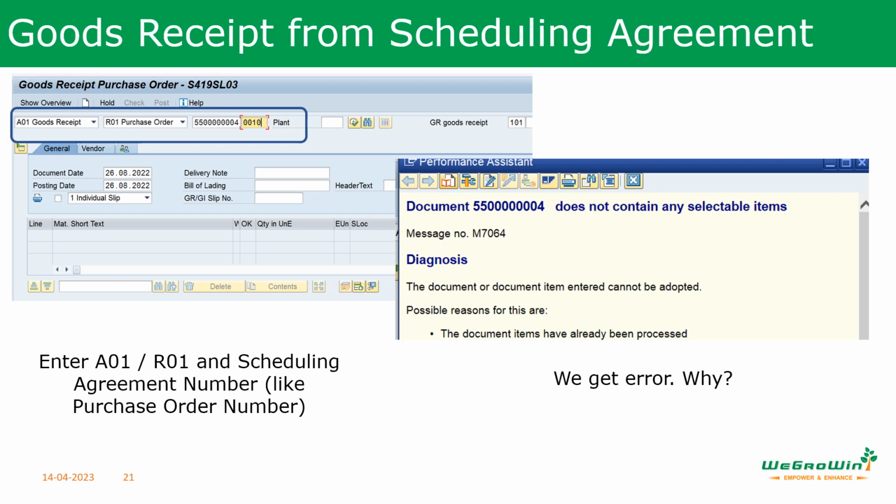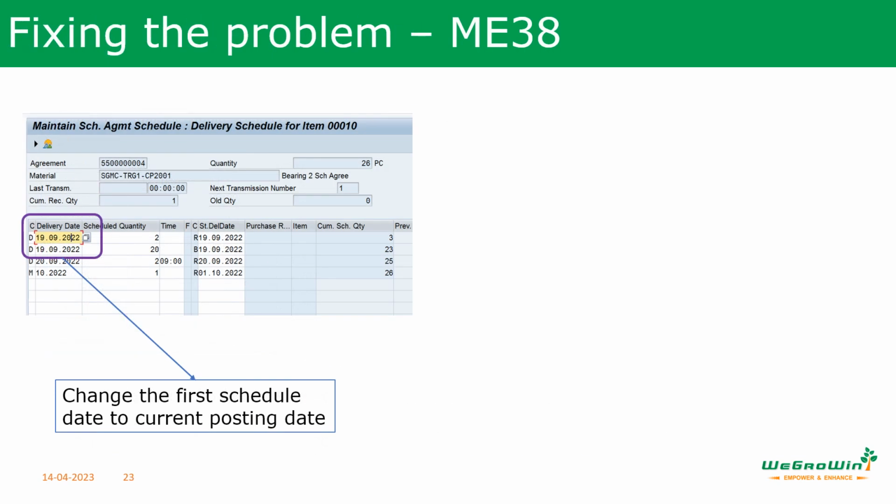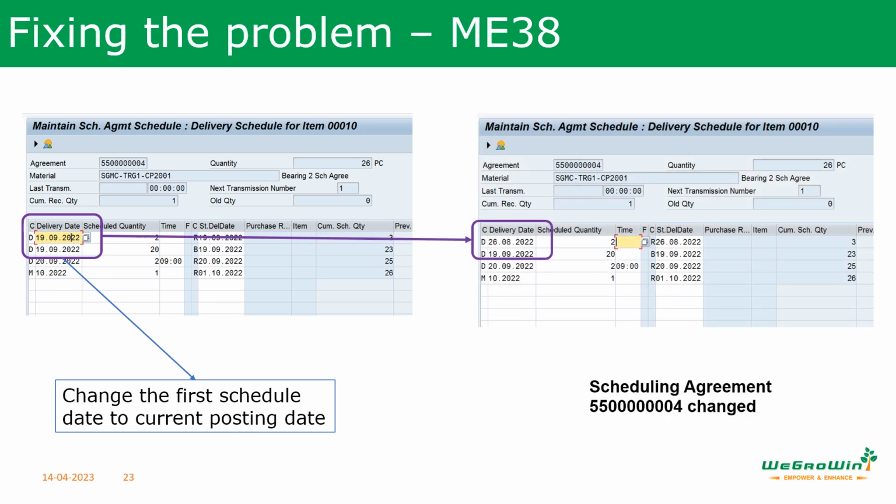Now let us discuss the issue we are facing here. In our test scenario, we are trying to post the goods receipt on 26th August. But the delivery schedule line was planned from 18th September only, which is some time later. So to receive the material, we need to update the scheduled delivery date. Change the first schedule date to the current posting date and save the schedule. It is updated now.